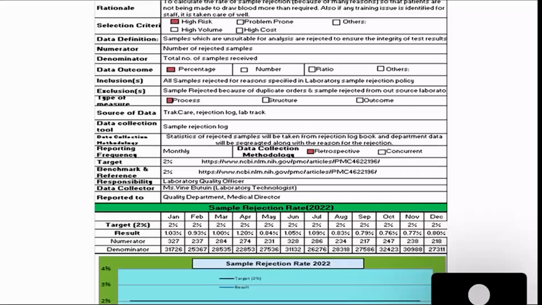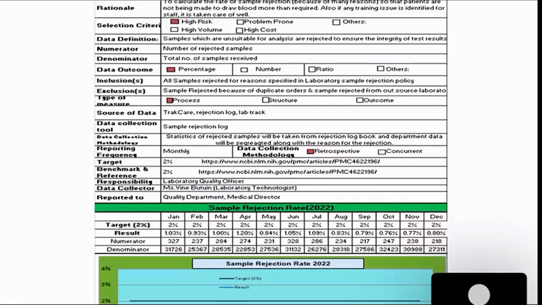There is no mistake in your indicator, sir. But the mistake is in your calculation. We cannot multiply by 100, correct? Yes, sir. 1,000. If it is rate, what is the numerator? See, what is your numerator here? Numerator, number of rejected samples; denominator, total number of samples received.